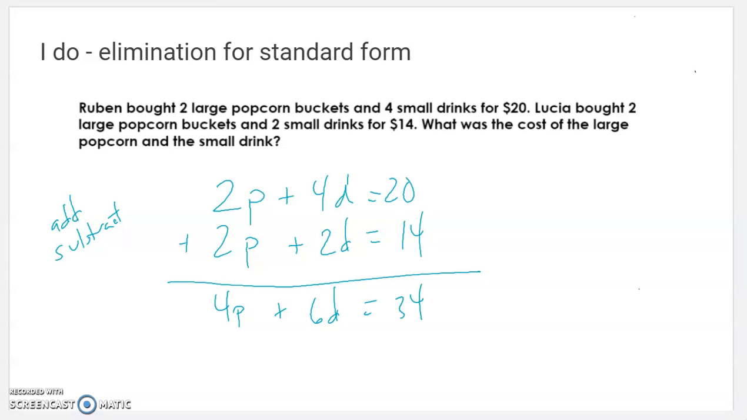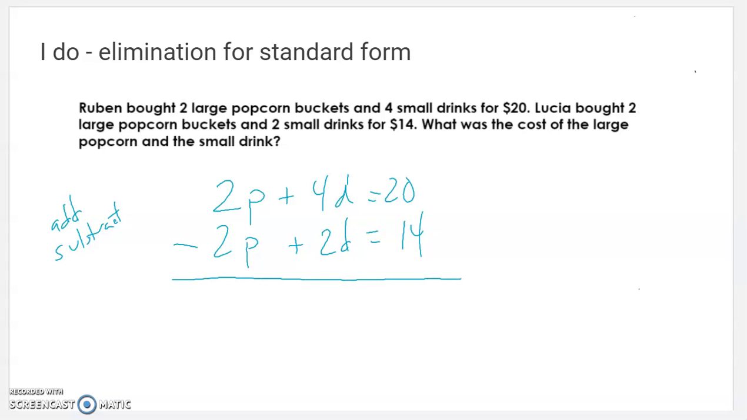That didn't really do much for me. All I found out is that between them they bought 4 popcorns, between them they bought 6 drinks, and between them they spent $34. It just turns their 2 buying equations into 1 buying equation, but I can't solve that any easier than I can solve anything else. Watch what happens if I go back and instead of adding them, I subtract them.